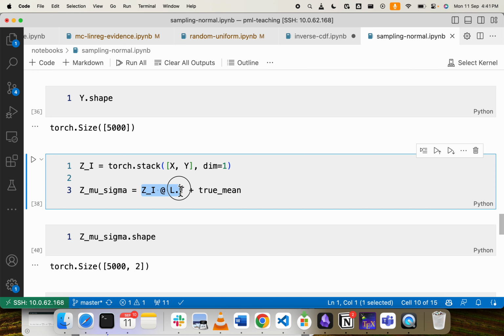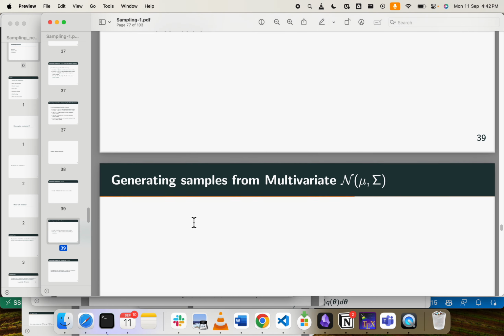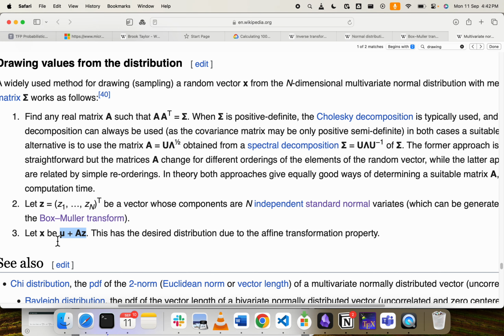So I do Zi times L transpose plus the true mean, which is equivalent to what we saw in Wikipedia, mu plus A times Z. A is the Cholesky decomposition of the covariance matrix. Z is the random variable corresponding to the multivariate normal distribution with mean 0 vector and covariance identity matrix. Mu is the mean of the multivariate normal which you're trying to sample from.